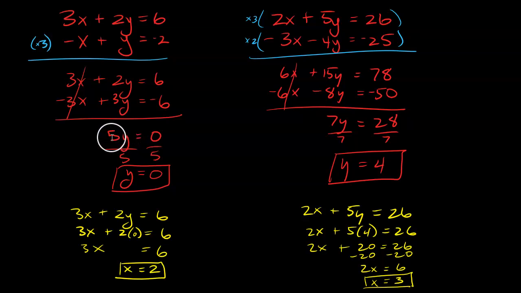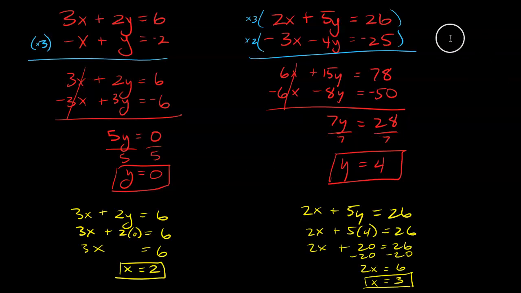And then right here, when you get 5y equals 0, I know a lot of people stop here because they feel like they did something wrong, but that's actually okay. Zero is an okay answer, because when you divide both sides by 5, you still get 0. So 0 is an okay answer. I mean, it is a number, so it's fine. And once you get 0, it's easy to find the second one because 0 is easy to work with.